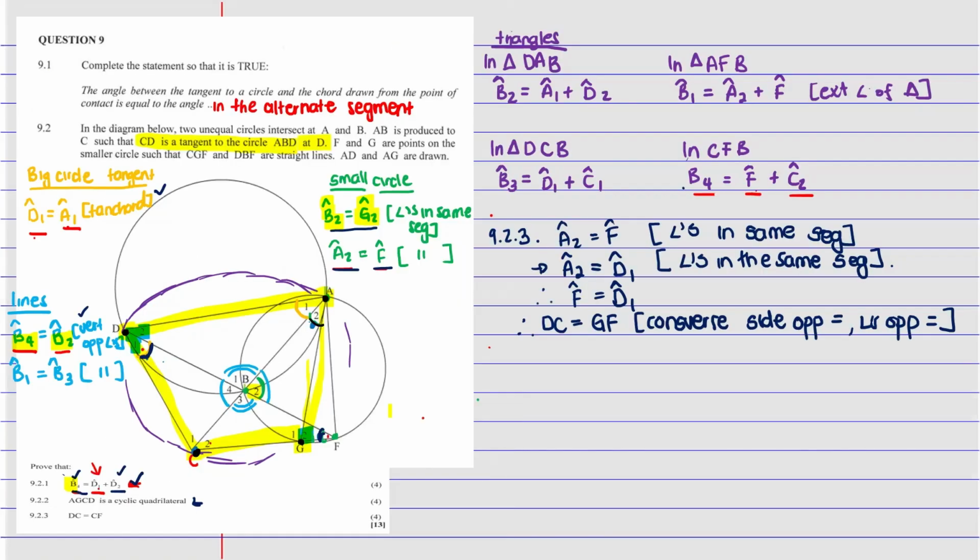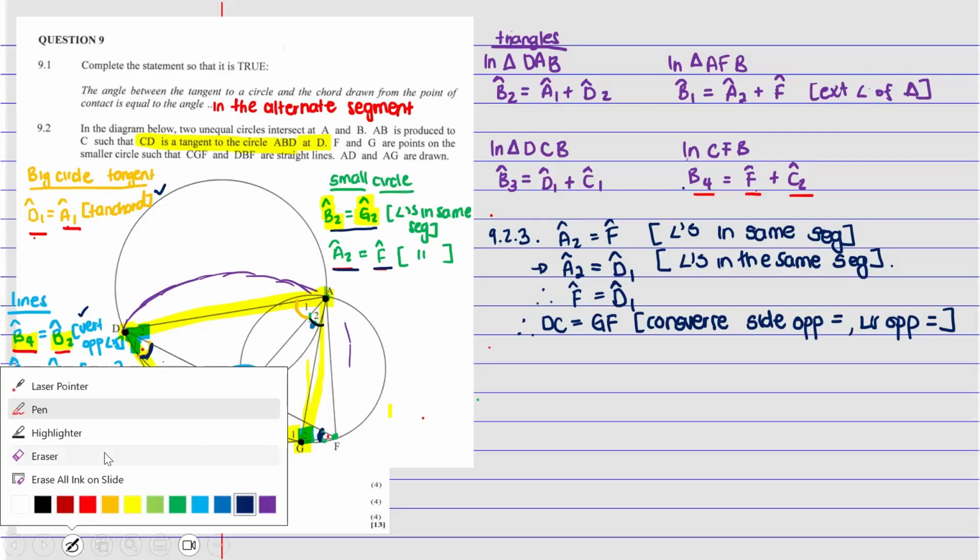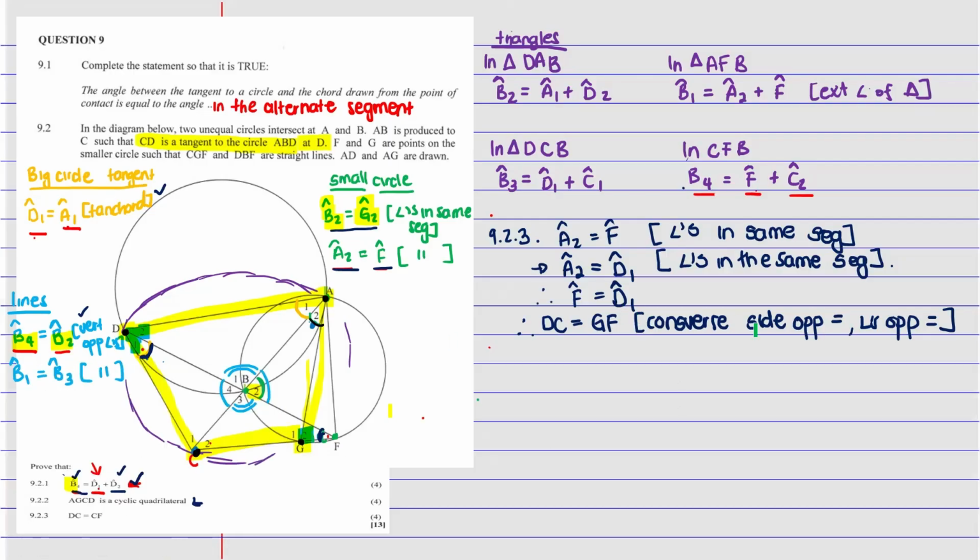May I ask, unless I just forgot, why is the reason for the last conclusion, DC equals GF, converse sides opposite equal angles? Okay, let me draw the reason. The converse, the converse sides opposite equal.